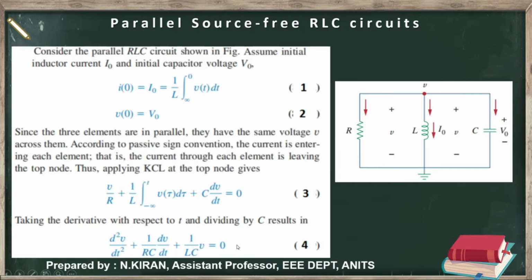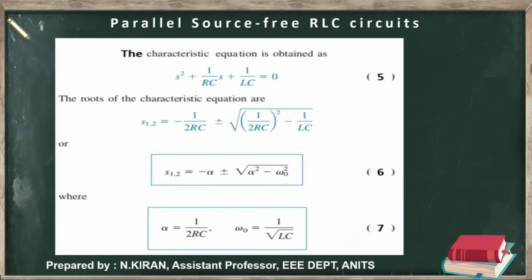So this we can also write as s square plus 1 by RC into s plus 1 by LC is equal to 0. If s1, s2 are the roots of the characteristic equation, then we get minus 1 by 2RC plus or minus square root of (1 by 2RC) whole square minus 1 by LC. So here also we have three cases.